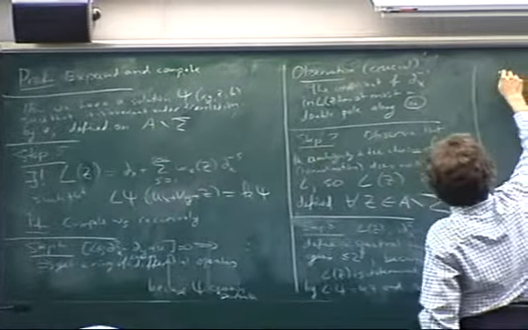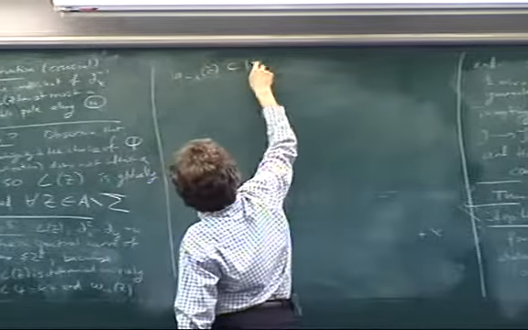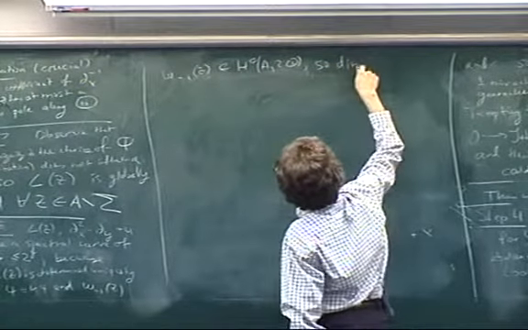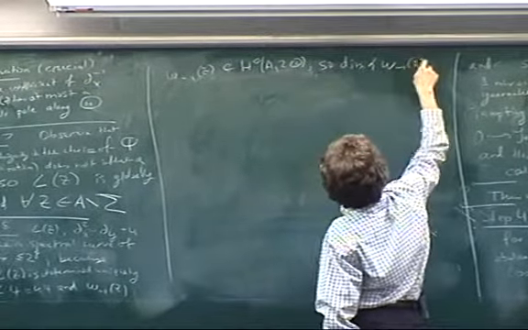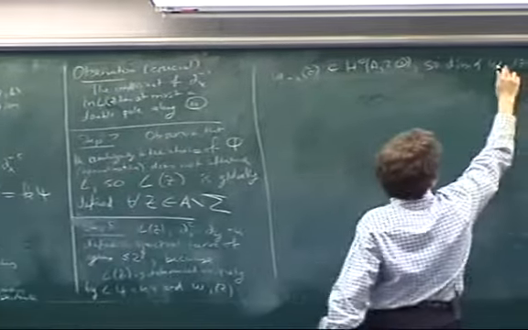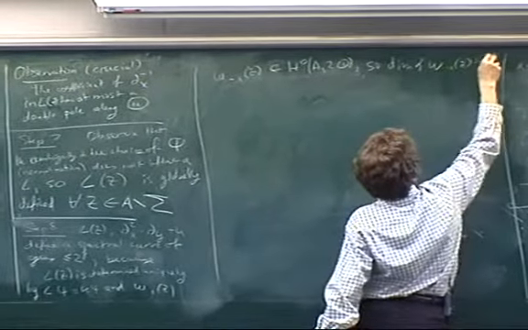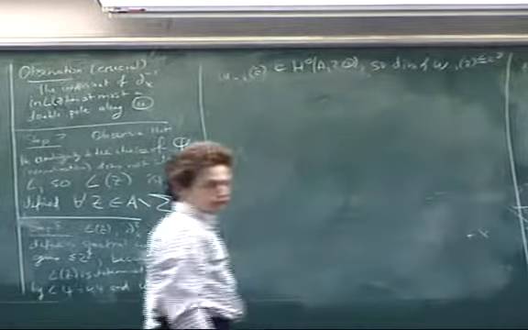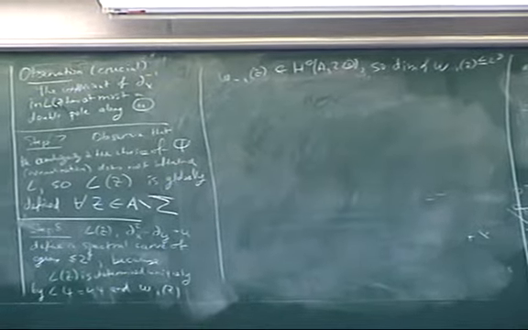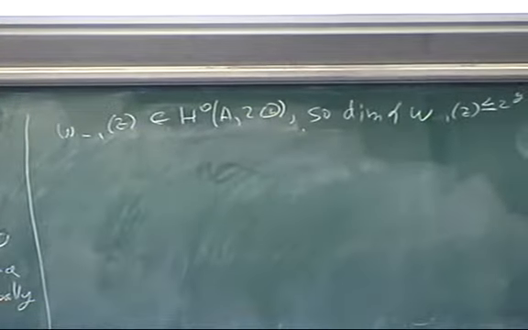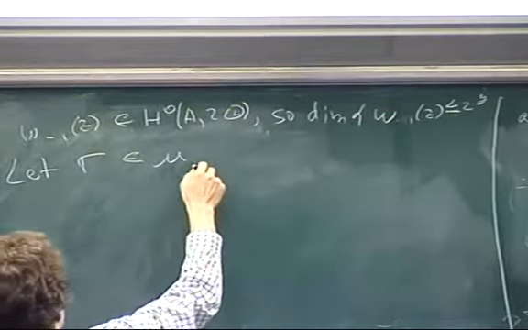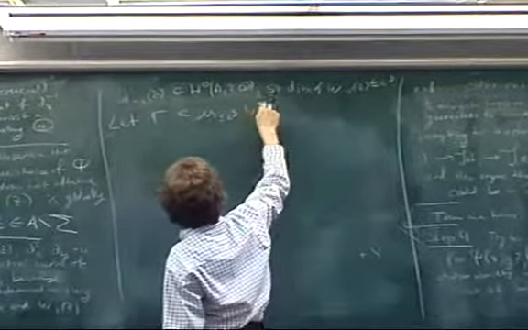But omega 1 of z, in my notation, is a section on the abelian variety of 2 theta, so the dimension of the space of omega 1 of z is at most 2 to the g. So now we have a fixed curve of genus at most 2 to the g. So let gamma be this fixed curve of genus at most 2 to the g, the spectral curve.